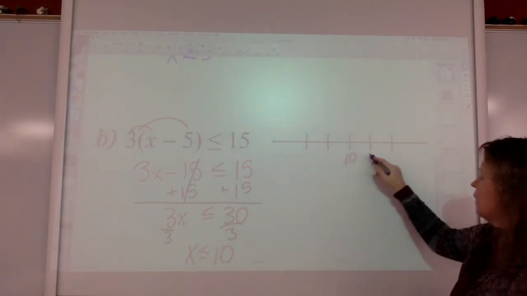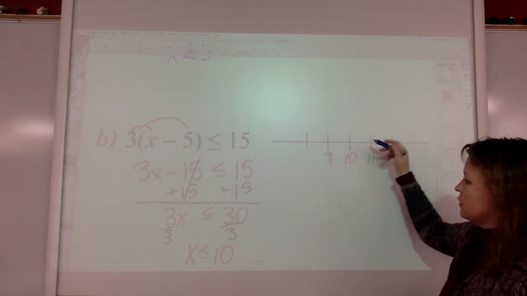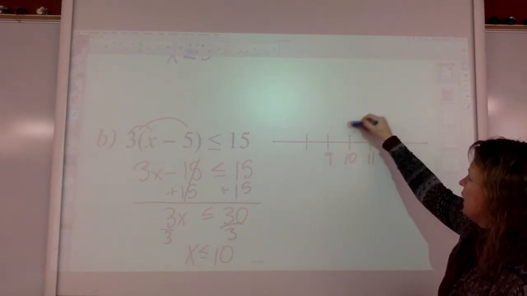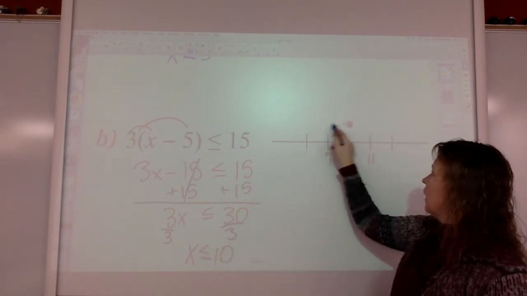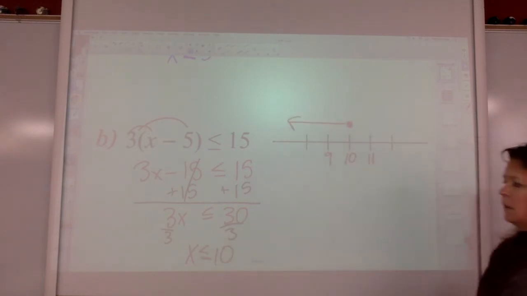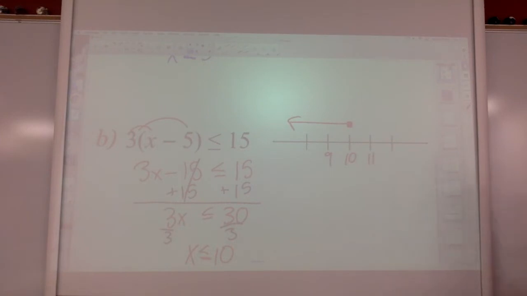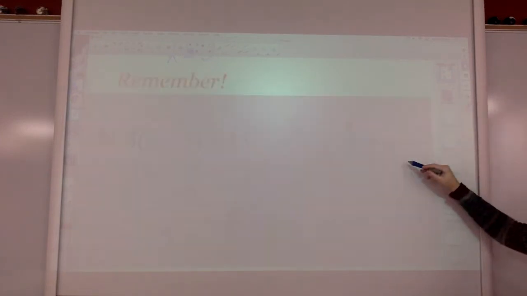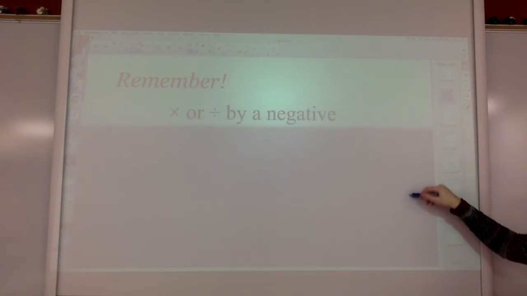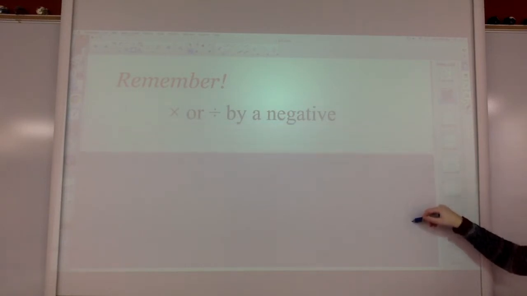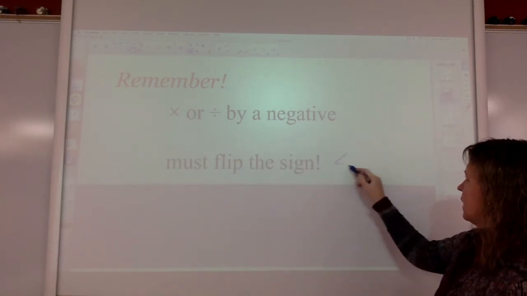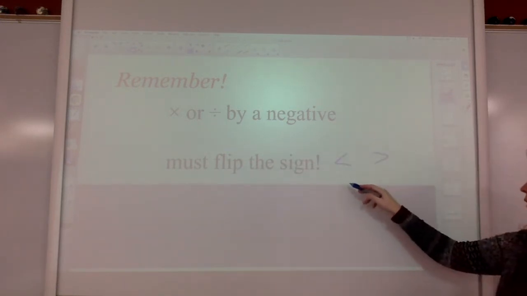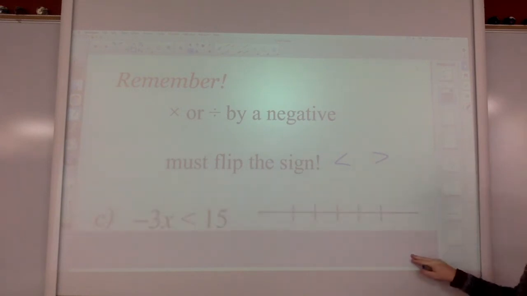Throw 3 numbers on the graph, 10 and 11, maybe 9 as well. Solid dot this time, and the solid dot comes from the underline, and you're going less than. X is less than or equal to 10. Remember, write this down again if you think you'll forget, otherwise you already know this. If you multiply or divide by a negative, you must flip the sign. A less than sign becomes greater than. A greater than becomes less than. Same with less than or equal to.